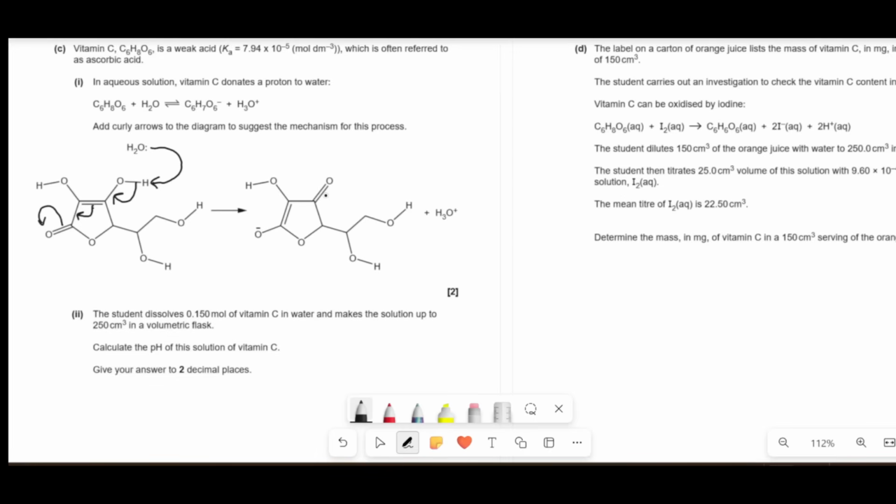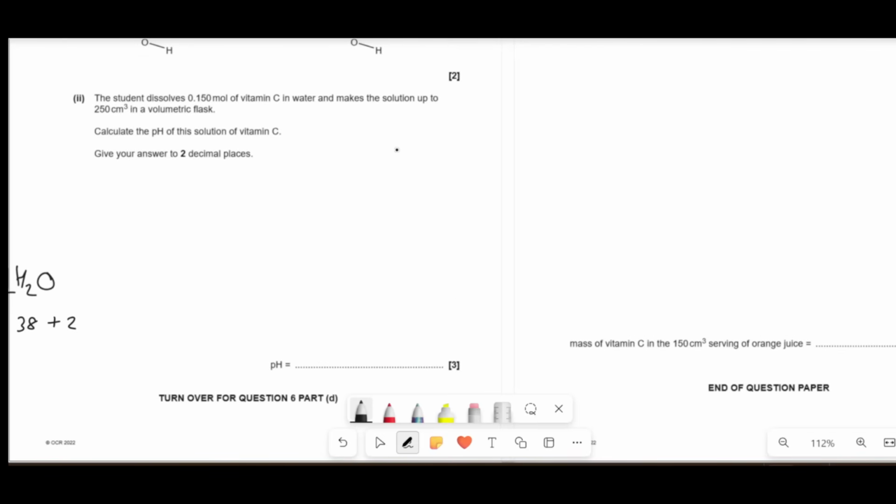So remember that. Think of it in terms of electron pair movements, these double-headed arrows, and you'll be fine. And just compare side by side. And then no matter what mechanism in the world you get, you can do it. Now it says the student dissolves this much vitamin C and makes the solution into a volumetric flask. Calculate the pH of this solution C.